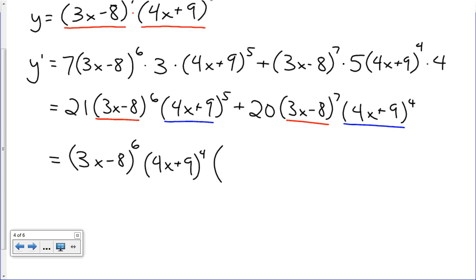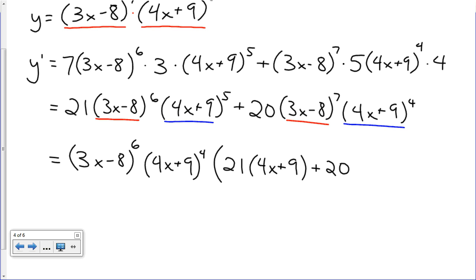And now let's write down what's left once I factor out or divide those out. I'm still left within the first term there, the 21's still there. I factored out 6 of the 3x minus 8s, and that was all of them. That's all I had. I factored out only 4 of the 4x plus 9s. I had 5 of them, so there's still 1 of those left. 21 times 4x plus 9. And we'll add that to the 20 is still there.